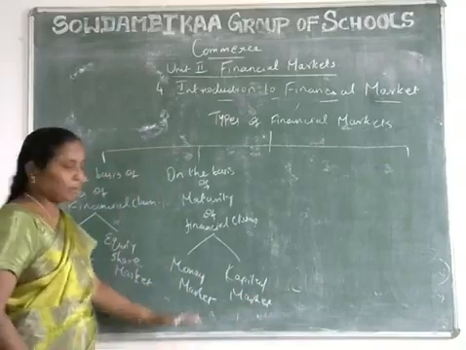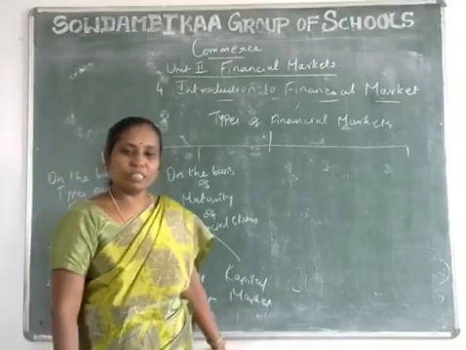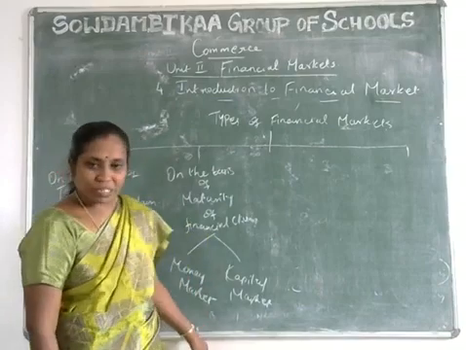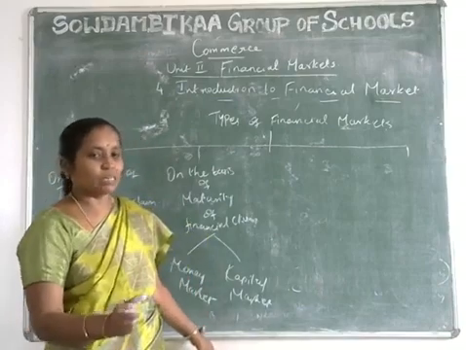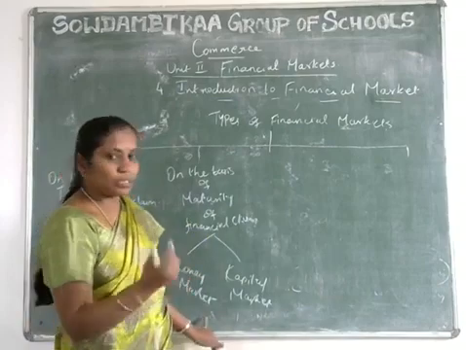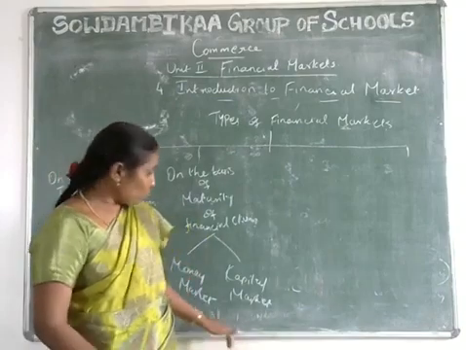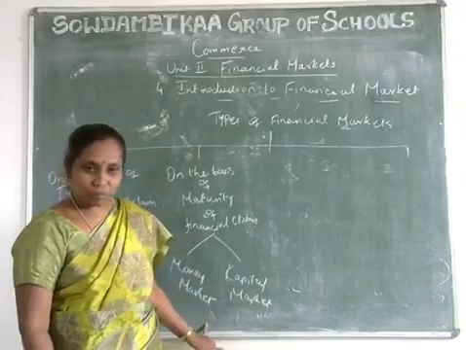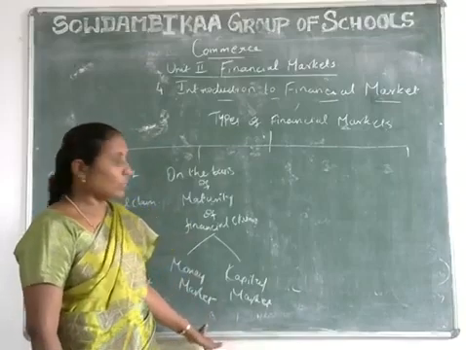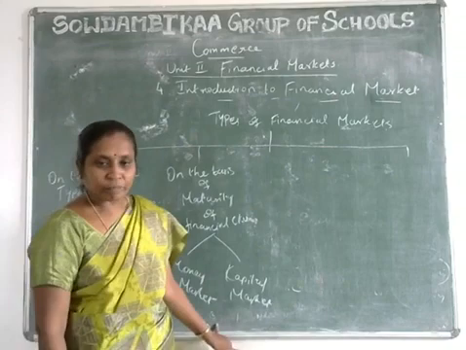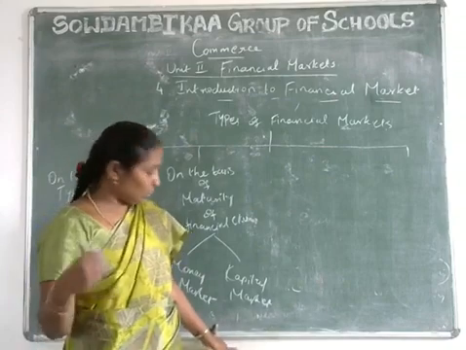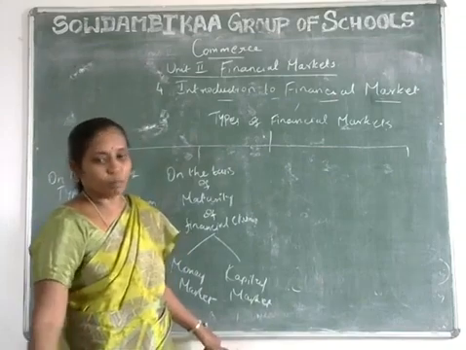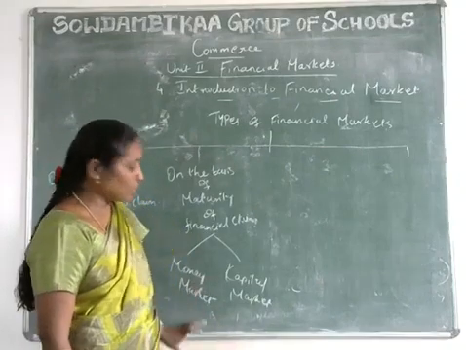So what is meant by money market? Money market means short-term securities are traded. That is, within 1 year the securities are repayable. That market is a money market. Examples of the money market are treasury bills and commercial papers. If a government has to raise funds, it issues treasury bills and promissory notes to the public. So this is called a money market.